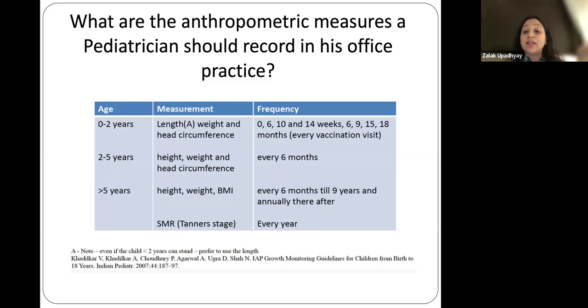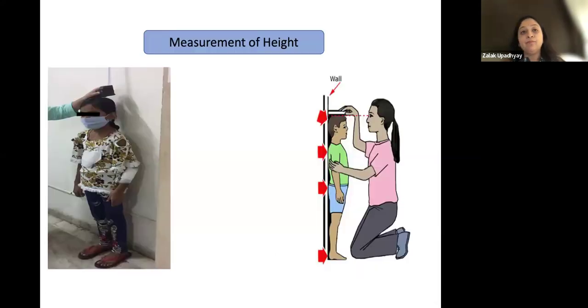And the SMR staging, Tanner staging, every year. We know that cases of precocious puberty have increased. So, looking at the puberty, what staging it is, that is also important, and it should be done yearly. It should be done early if there are any complaints from the parents.